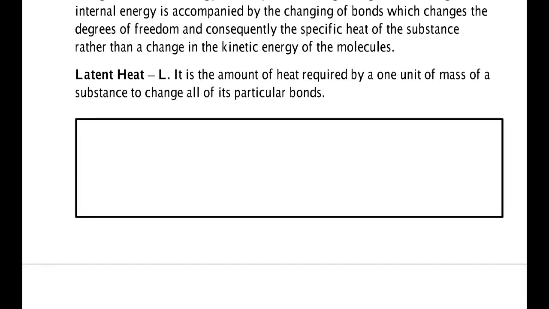The latent heat is the amount of heat required by 1 unit of mass of a substance to change all of its particular bonds. And until all those bonds are changed, you can't be using that energy for anything else. The way we write this is the energy that we're going to provide in the form of heat is going to go into the latent heat times m, where m is the mass. So this is the mass, and this is the latent heat.